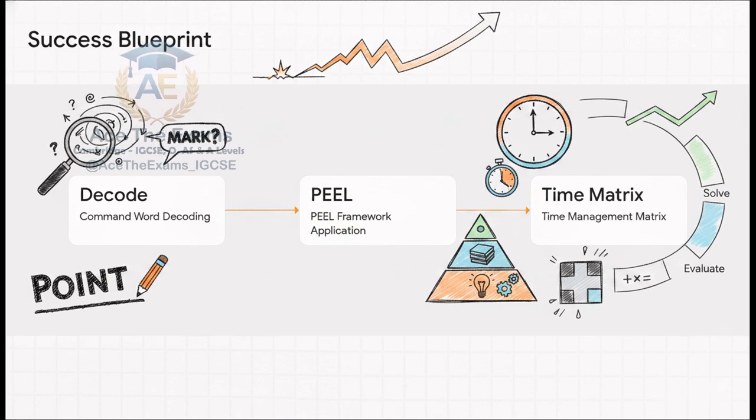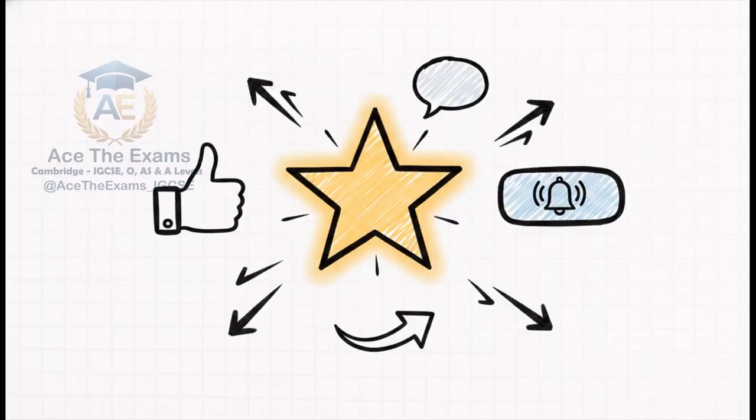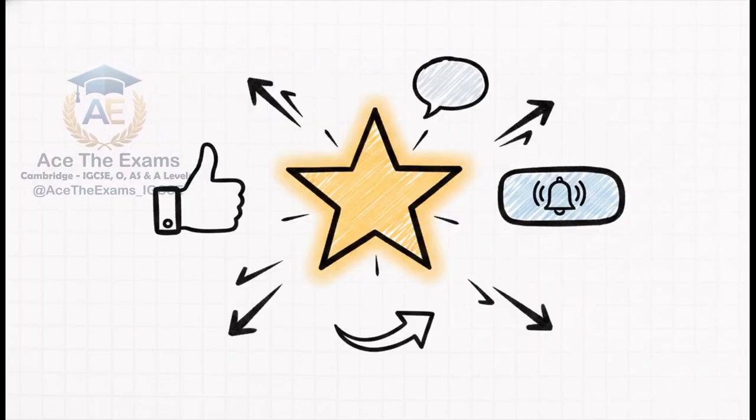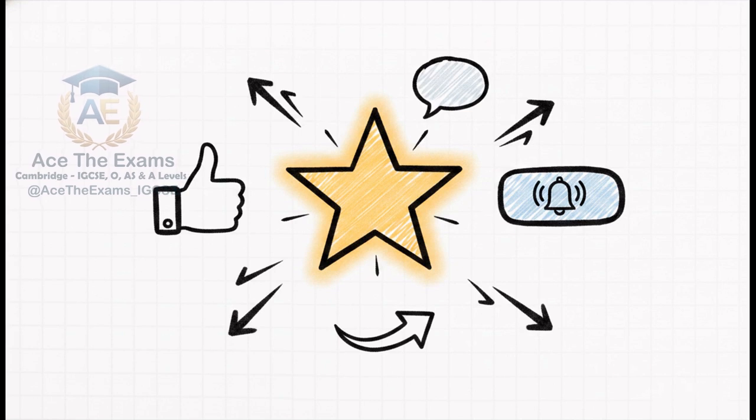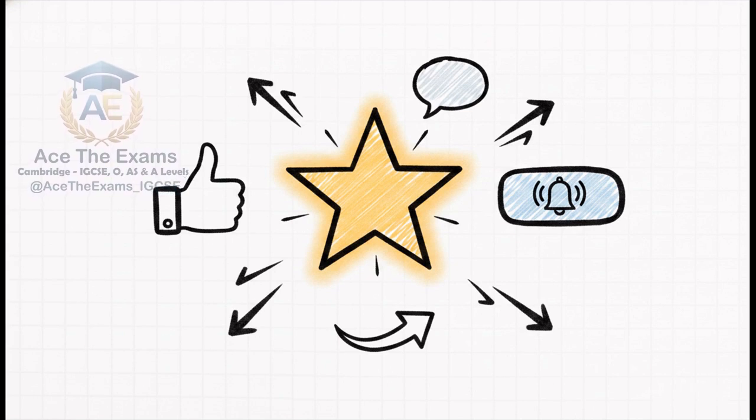If you master these 3 steps, your mark potential goes from a chaotic 50% right up to a consistent, predictable 100%. Students who implement these computer science strategies see an average improvement of 2 grade boundaries, but only if they practice consistently with our weekly videos.